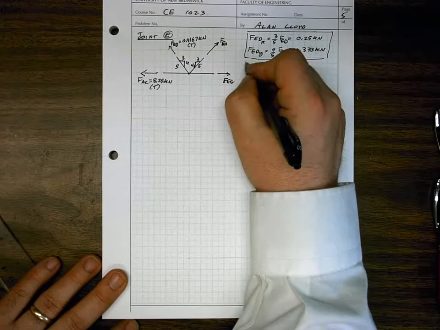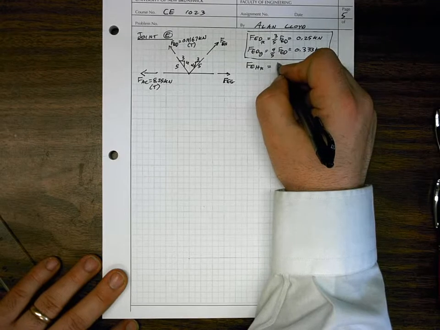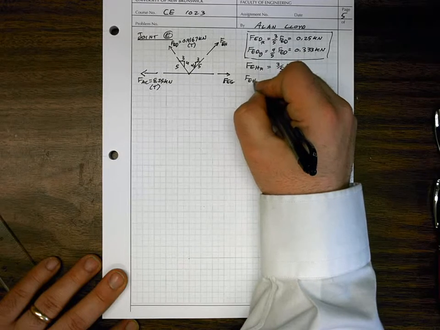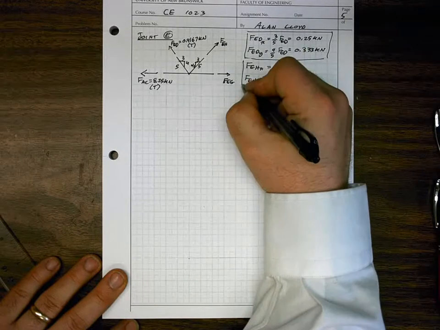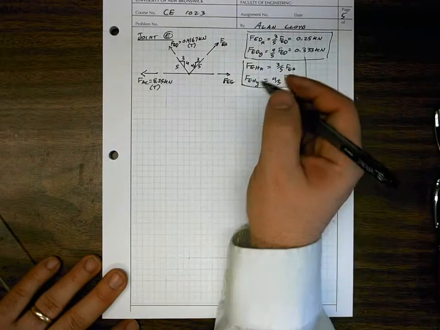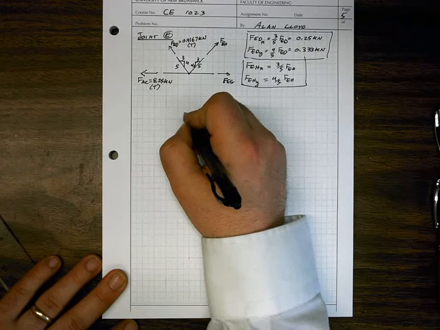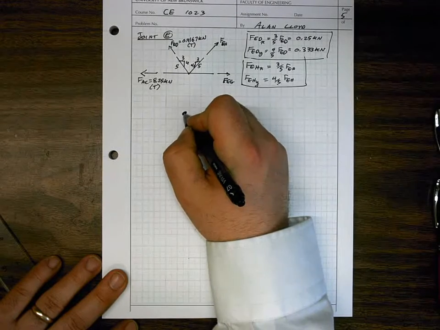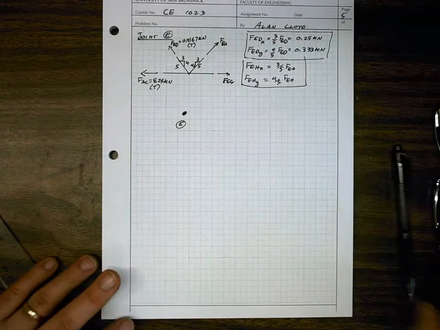We also know that FEHx is equal to 3/5 FEH, and FEHy is equal to 4/5 FEH, due to the geometry of this inclination of that chord. Knowing that, we can go to the next bit and draw the global free body diagram of that joint in our Cartesian coordinate system. So here's joint E. And let's start to apply some forces here.